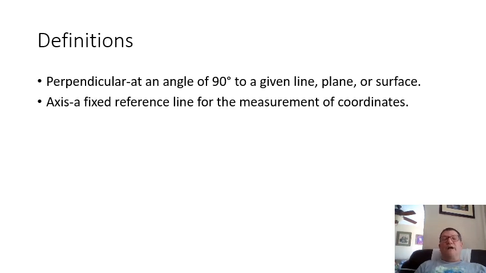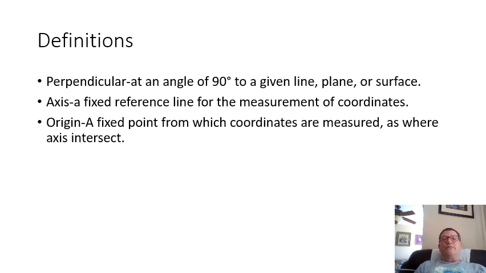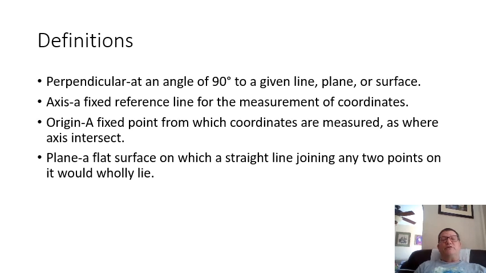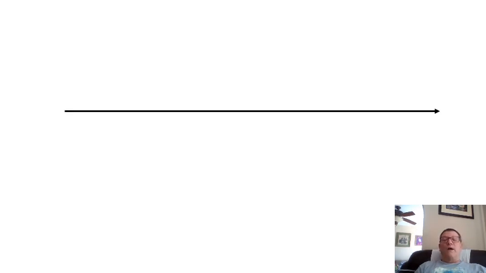Now, each one of these lines is known as an axis, and that is a fixed reference line for the measurement of the coordinates. And we'll be talking more about that. Now, the origin is a fixed point from which coordinates are measured, where axes intersect. Okay, and we'll see an example of that shortly. A plane is a flat surface on which a straight line joining any 2 points on it would wholly lie. We're going to see it a little bit in this lesson, but more in lesson 2. All right, so here is a line, okay?